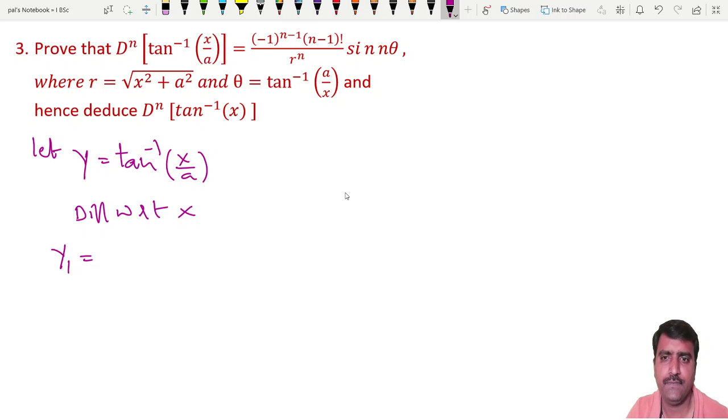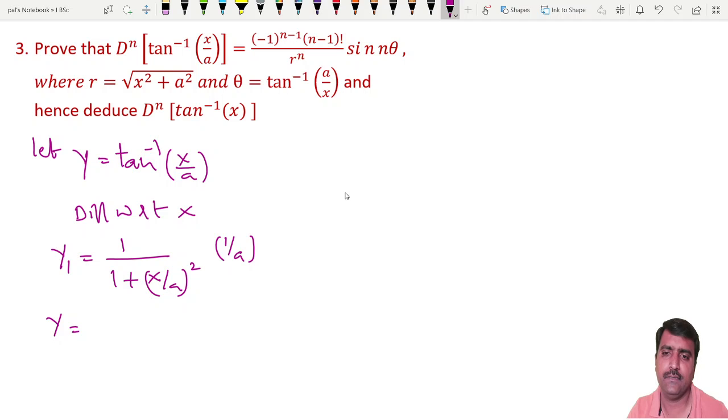So the differentiation of tan inverse of x by a is 1 by 1 plus x by a whole square, into the differentiation of x by a, which is 1 by a. Or if you know its formula directly, you can write it directly, no problem.